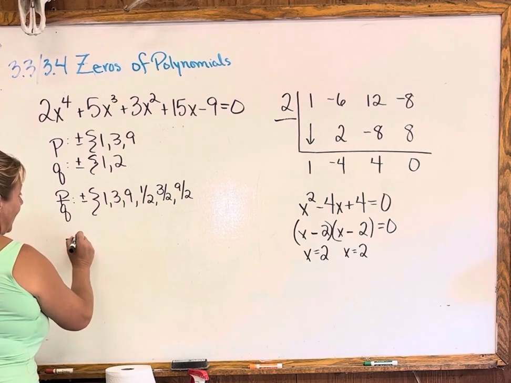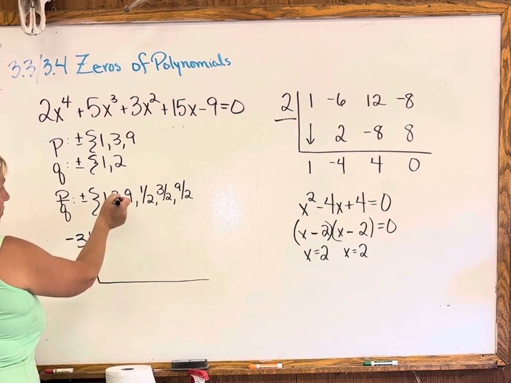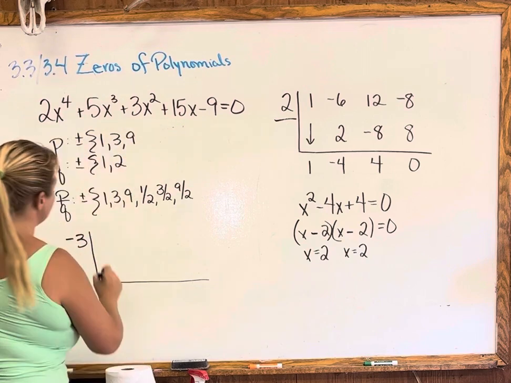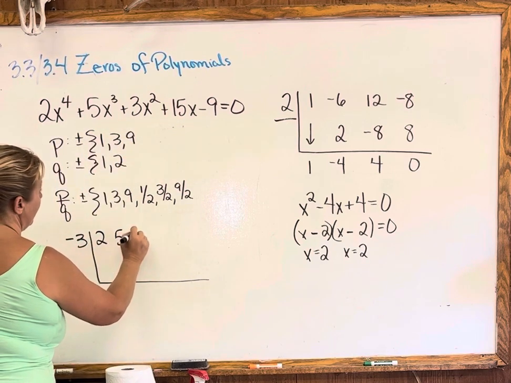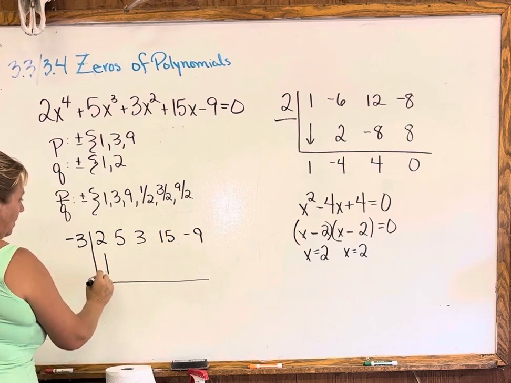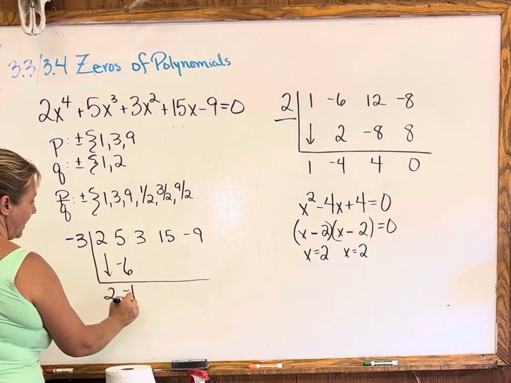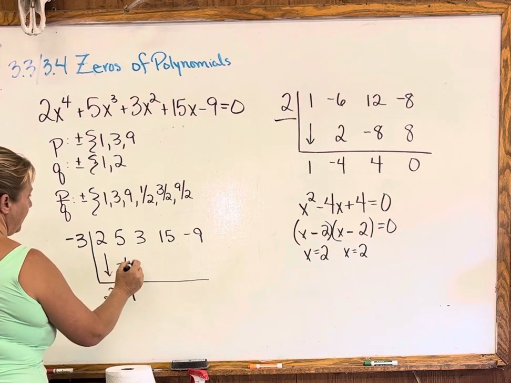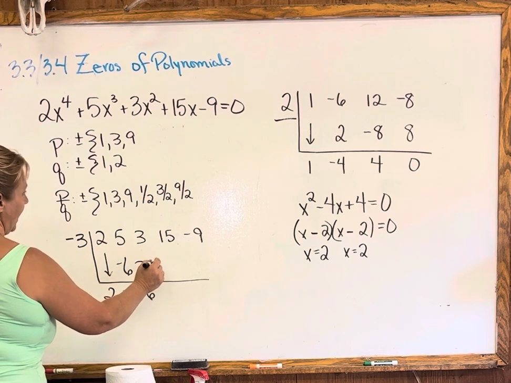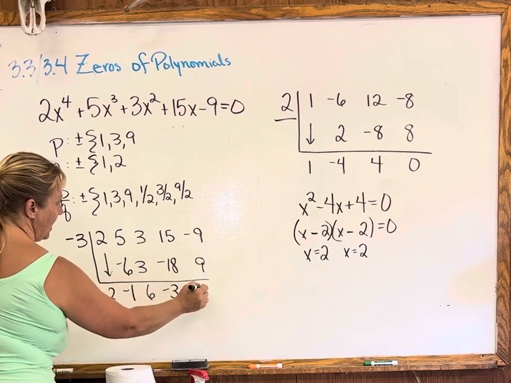So I know that -3 works. So let's say I tried 1, -1, 3, -3. I finally get one that works. I don't need any placeholders. So we're going 2, 5, 3, 15, and -9. Bring down the 2. That's -6. That's -1. You see how fast this gets going? That's going to be 3. That's 6. That is -18. That is -3. That is 9. That is 0.